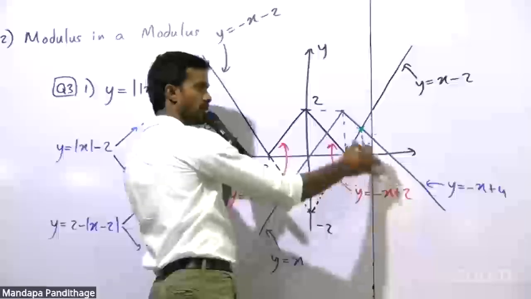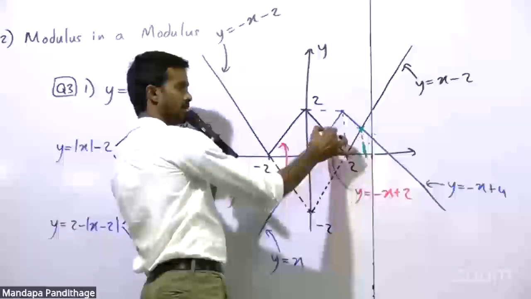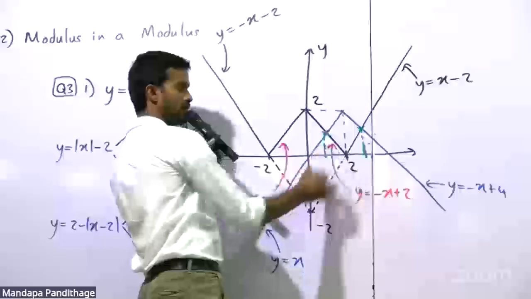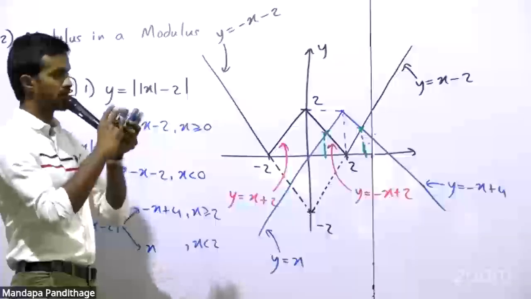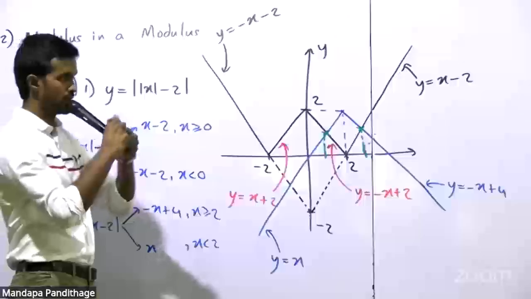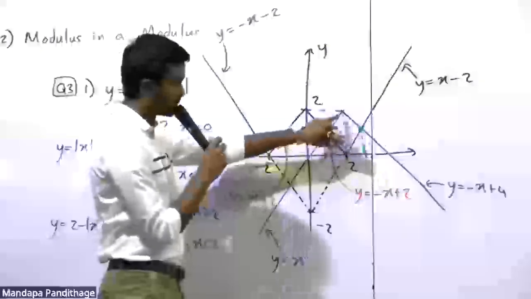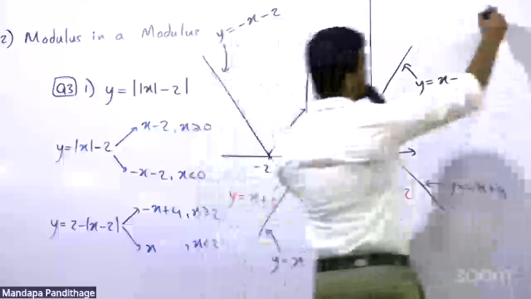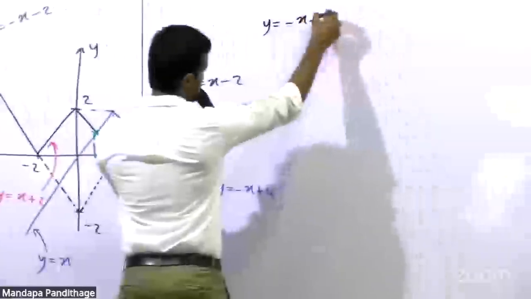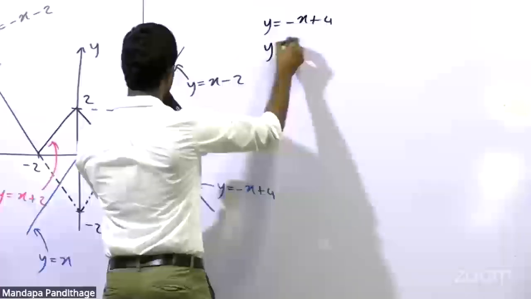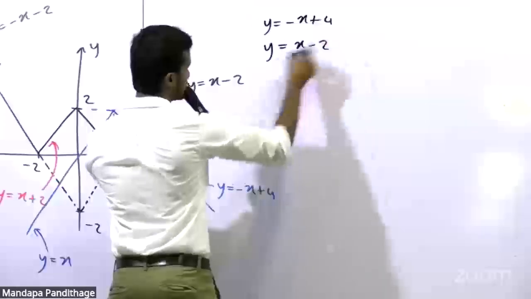Without knowing the equation, you can't get this. Even here, to write the point of intersection, you clearly should know what the straight lines that are intersected are. Okay, so I'll take this one. What are the two straight lines? y equals minus x plus 4, y equals x minus 2.